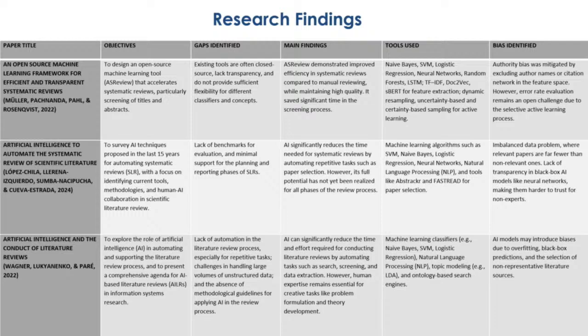However, there are biases that were identified. Some of those biases have to do with exclusion of citations as well. Some have to do with transparency in terms of the black box. And another one has to do with selection of non-predictable literature.